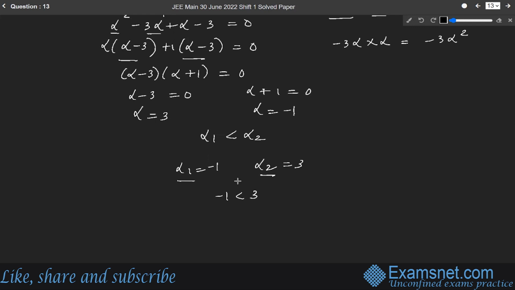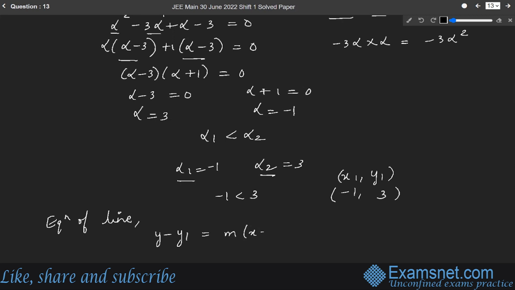Now what we have to do is find the equation of the line. Consider these points as x1 comma y1. What is x1? x1 is minus 1 and y1 is 3. Considering this point as x1 and y1, because we know that the formula to find the equation of a line that passes through a point is y minus y1 is equal to m into x minus x1.